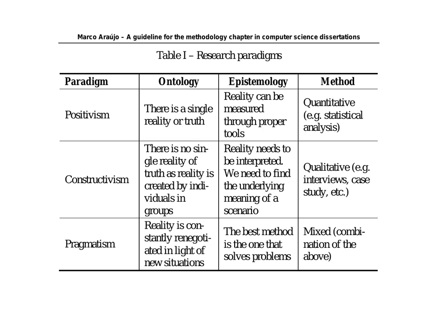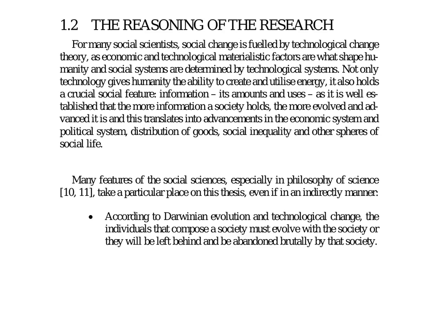Positivism posits that there is a single reality or truth, which can be measured through quantitative methods such as statistical analysis. Constructivism, conversely, argues that reality is created by individuals in groups and requires qualitative methods like interviews and case studies to interpret. Pragmatism, meanwhile, considers reality as constantly renegotiated in light of new situations, advocating for a mixed approach that combines both quantitative and qualitative methods.